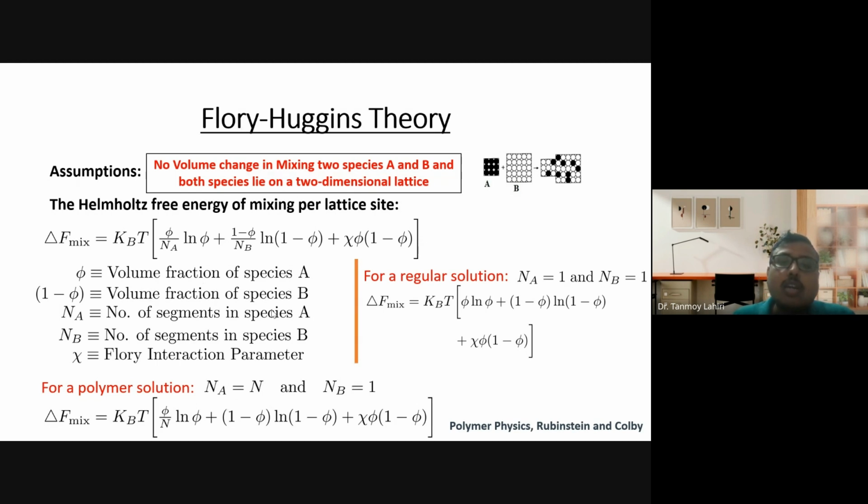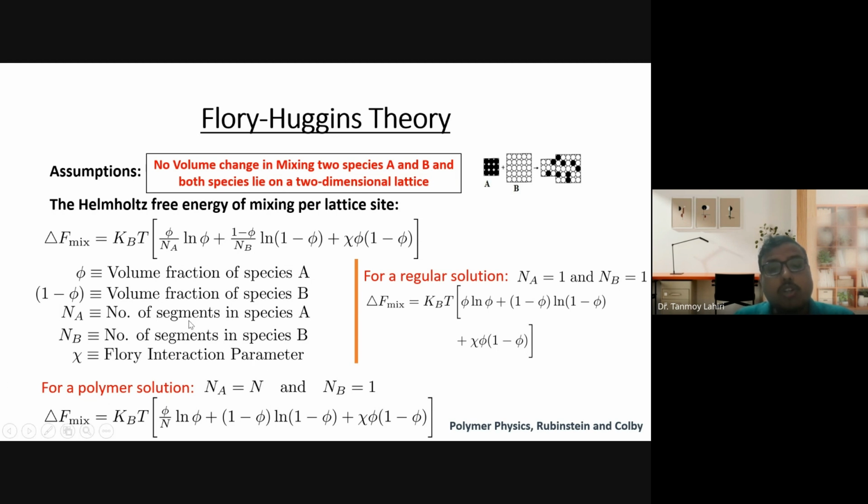Na is basically the number of segments in species A, and Nb is the number of segments in species B. And chi is a very important parameter, which is known as the Flory interaction parameter. This parameter basically describes the interaction between the monomers of the polymers, or the monomers and the solvent, or the solvent-solvent interaction. So all kinds of interactions are included in the parameter chi. And for example, here we have a polymer solution.